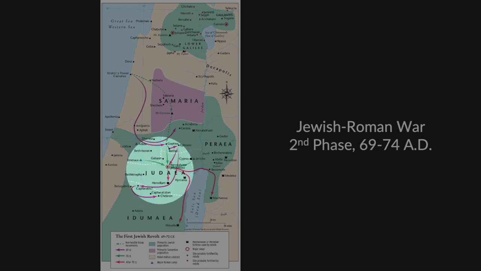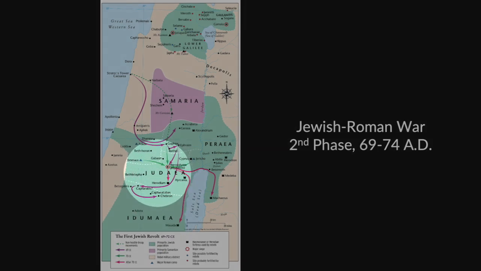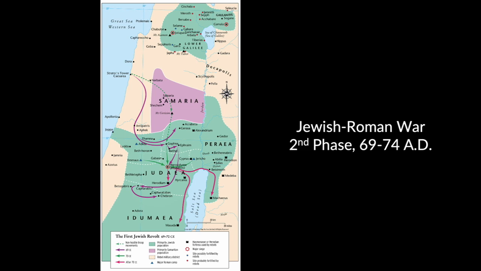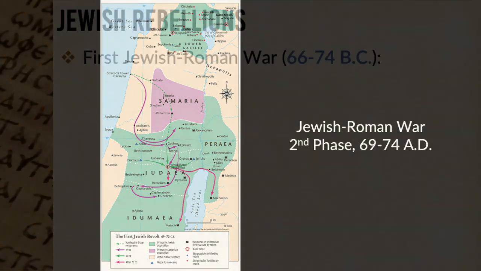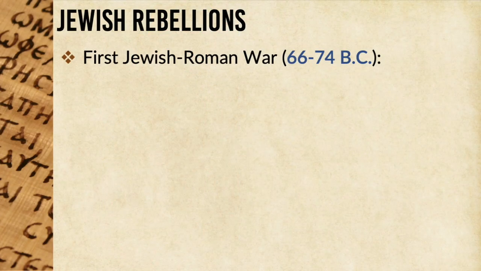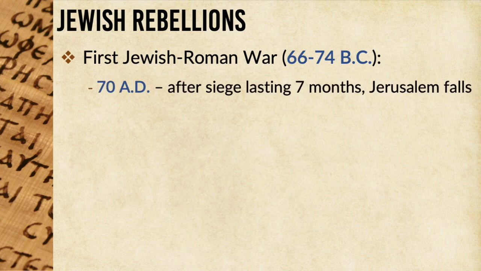So Jerusalem is the prize. We've got to conquer Jerusalem so that then we can mop up these other areas. So let's pull up the next slide. In 70 AD, after a siege lasting 7 months, the city of Jerusalem falls. So the Romans are going to have to besiege the city for 7 months in order to conquer it.